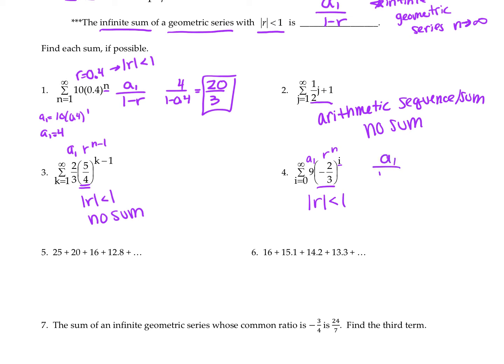So I'll use my sum formula. Again, I need to find a1 by plugging in 1 for i. And so my a1, oh, actually, I don't need to find a1. For this one, they tell me that i is 0. So I actually need to find 0 is the first term of the sequence. So that'll be 9. So 9 over 1 minus -2/3 would equal 27 over 5.